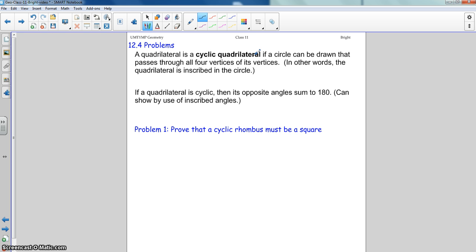Another note that we're not going to show in this problem but is relevant to cyclic quadrilaterals is that the opposite angles sum to 180. So the first problem that we're going to work through is we want to prove that a cyclic rhombus must be a square. So what I'm going to do is begin with a rhombus.